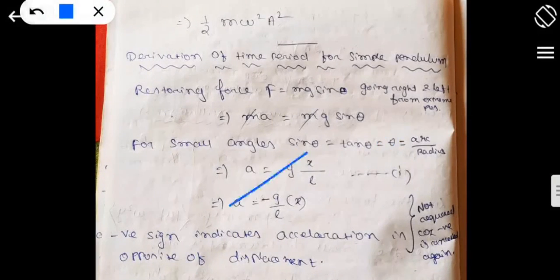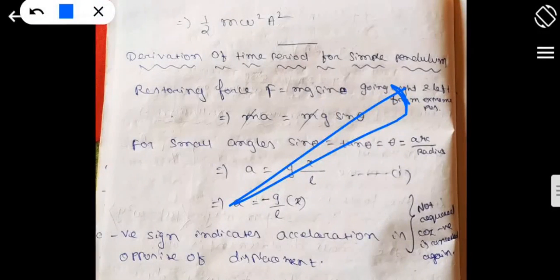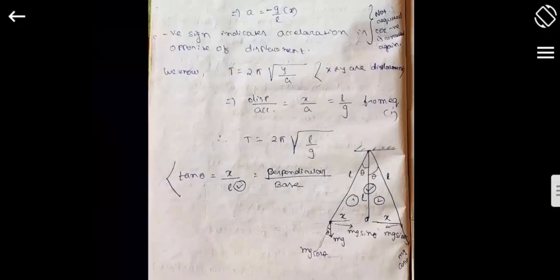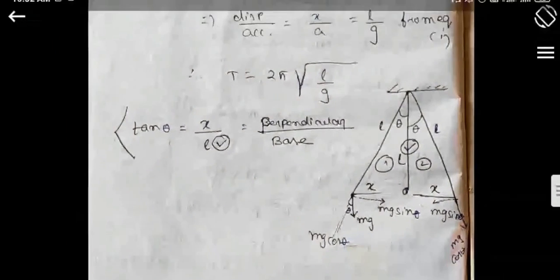Arc upon radius. Okay, what is the arc here? This is the arc. Okay, arc upon radius, right? So you can see here in the picture what the arc is and what the radius is. You can see here clearly.